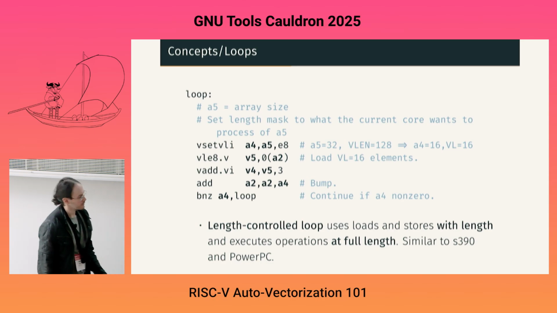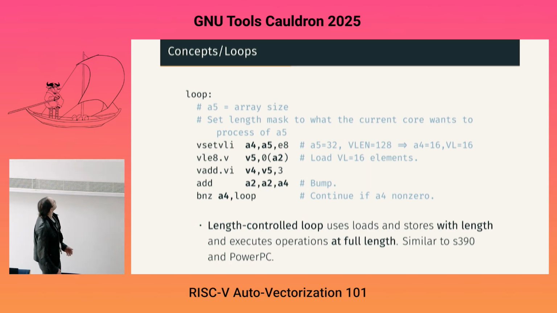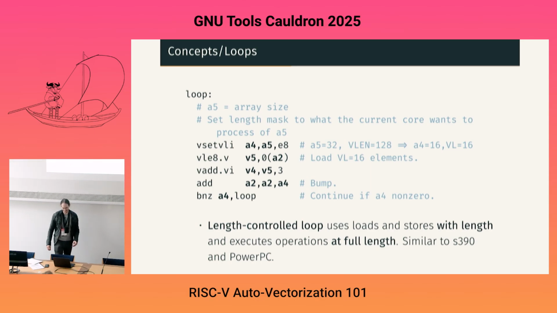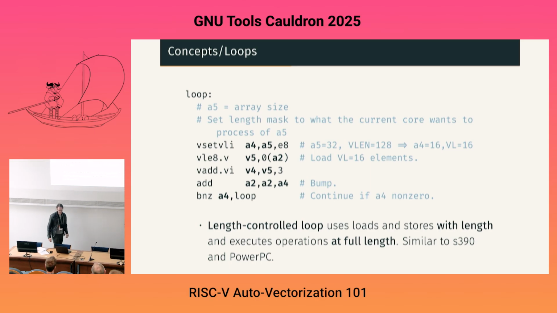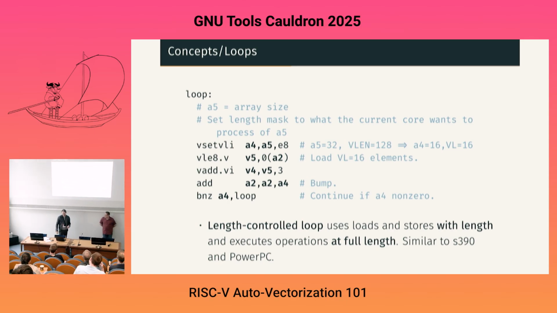Was that add supposed to be a sub for your loop count? Yes, probably. Very much, very likely. Yes, yes. I mean, a bump is usually upwards, right? But it should be. Zero.